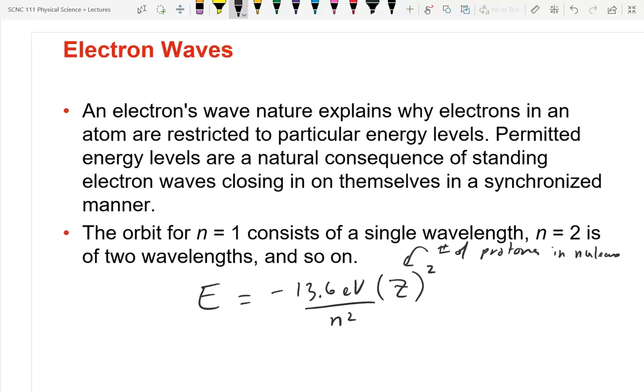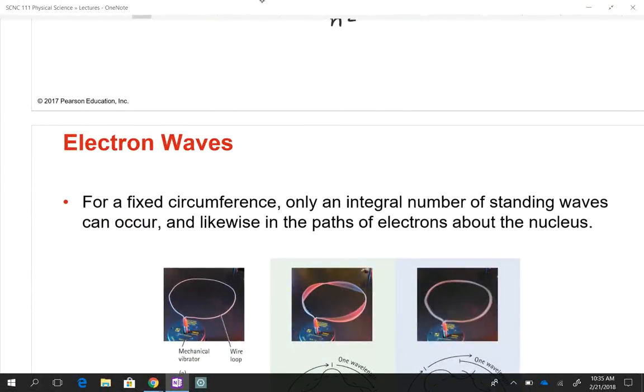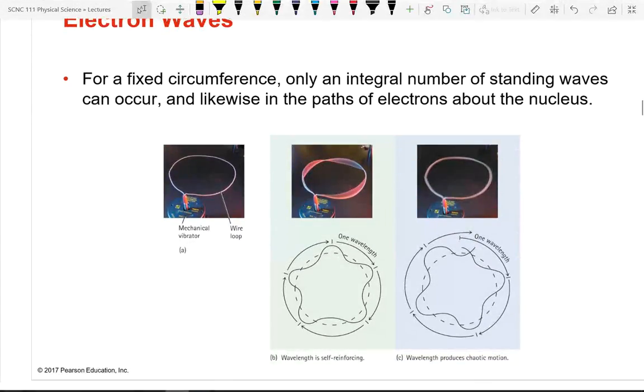The energy is minus 13.6 electron volts multiplied by the number of protons in the nucleus, the atomic number squared, divided by n squared, where n is the energy state. And so that's what we use as a starting point for any type of atom. It gets more complicated, but we don't need to go more complicated. Now, one last thing here.